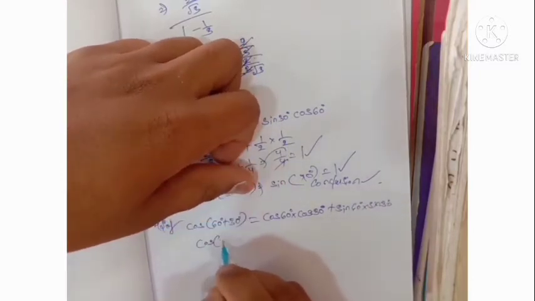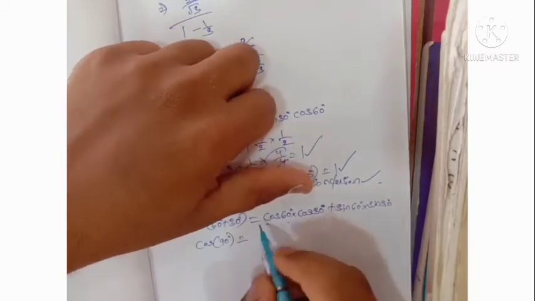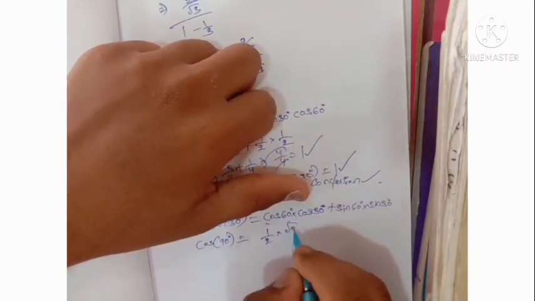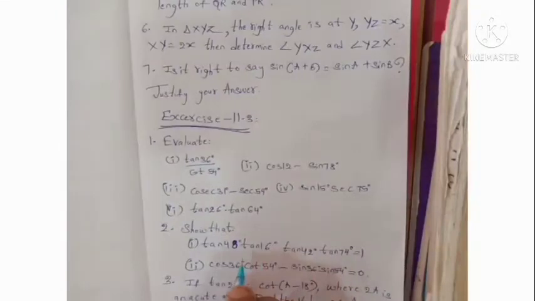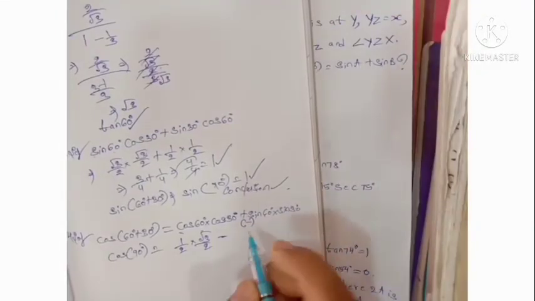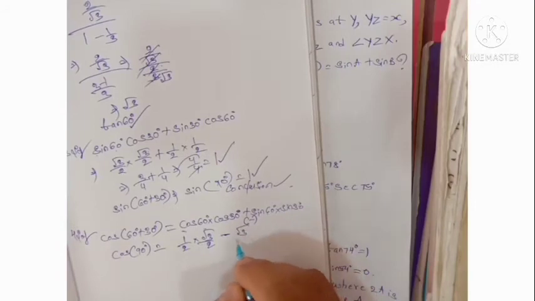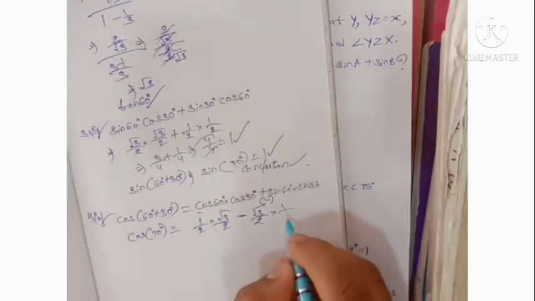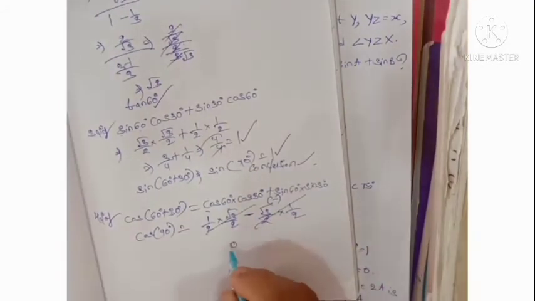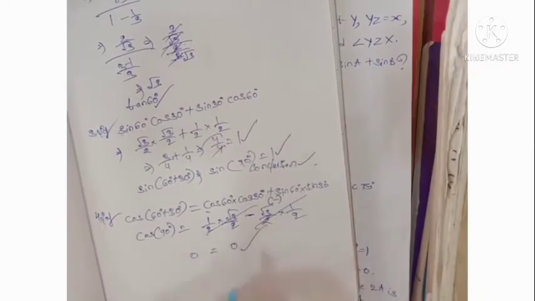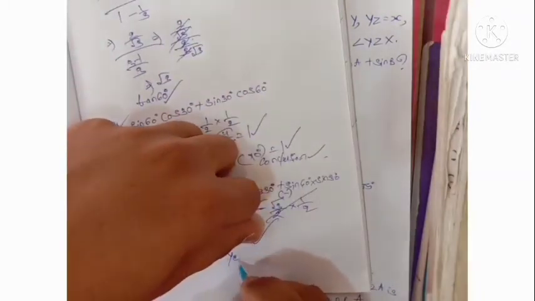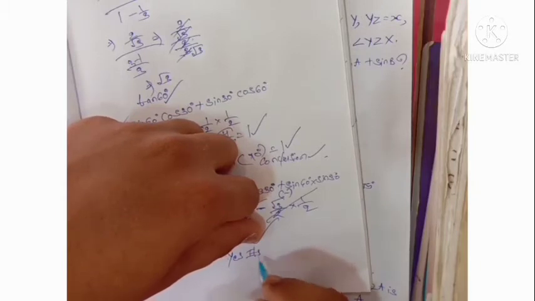Cos(60 + 30) is cos 90. Cos 60 is 1 by 2, cos 30 is root 3 by 2, minus sin 60, root 3 by 2, into sin 30, 1 by 2. Same values, so it's 0. Cos 90 is also 0. Is it right? Yes, it's right.